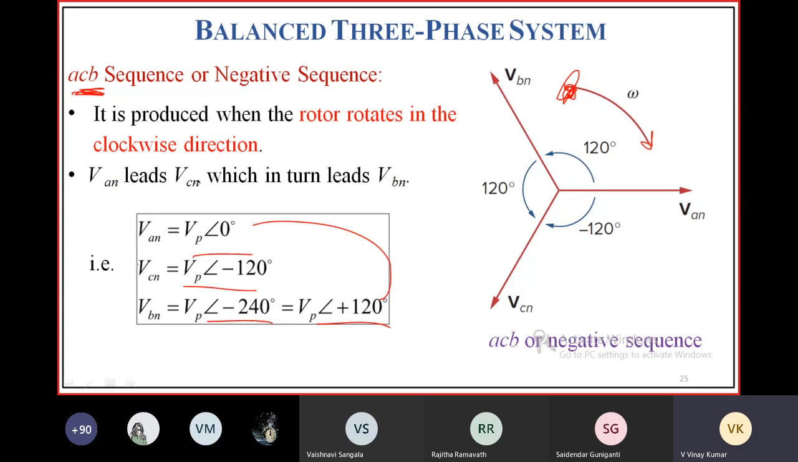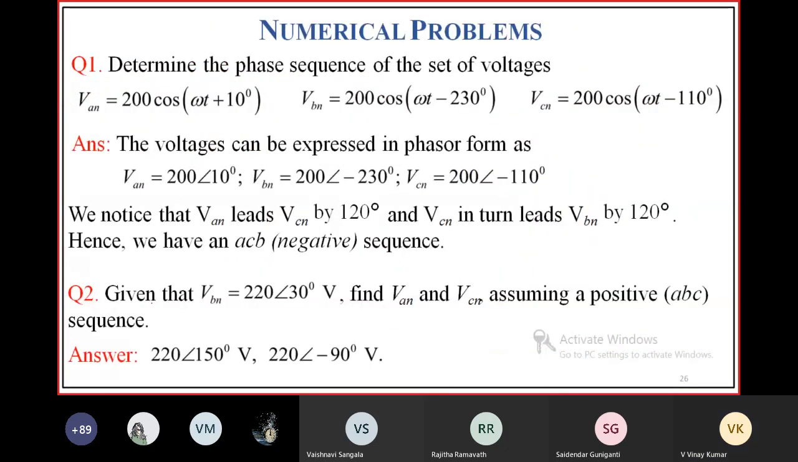In case of ABC sequence, VAN, VBN, VCN. In case of ACB sequence, VAN, VCN, VBN. First VAN attains more positive voltage, then VCN, then VBN. Okay, now coming to the problem.